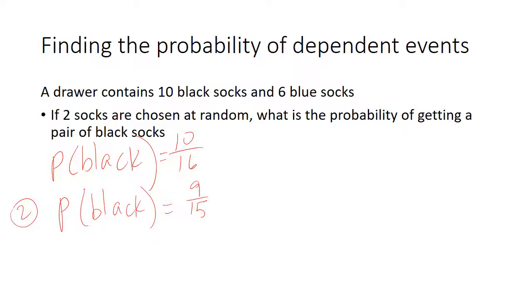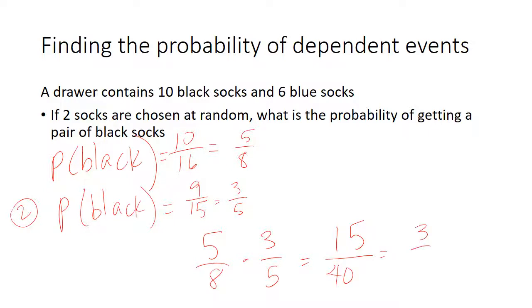So we'll take these two and multiply them. I'm going to go ahead and reduce them because that'll make it easier. My 10/16, I'm going to reduce down to 5/8. And my 9/15, I can reduce down to 3/5. So I'm going to take my 5/8, multiply that by my 3/5, and get 15/40, which reduces down to 3/8.